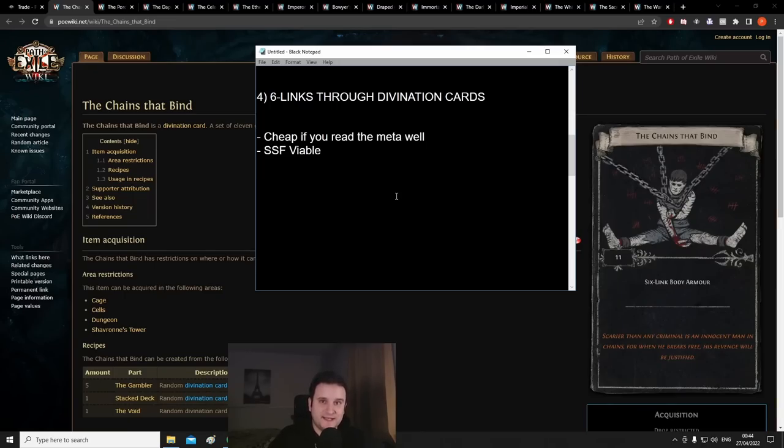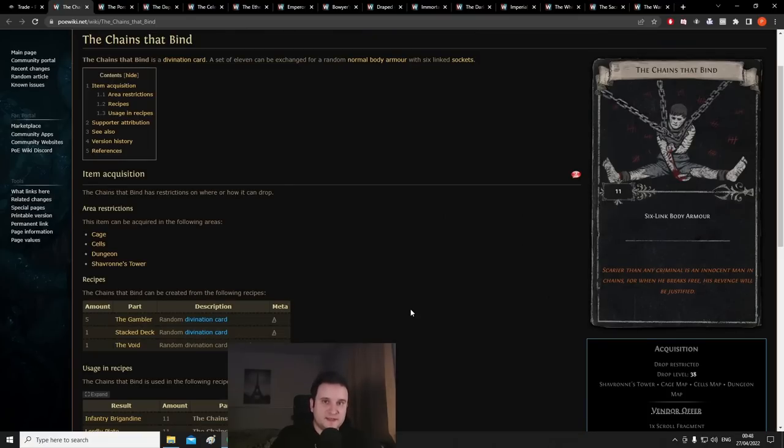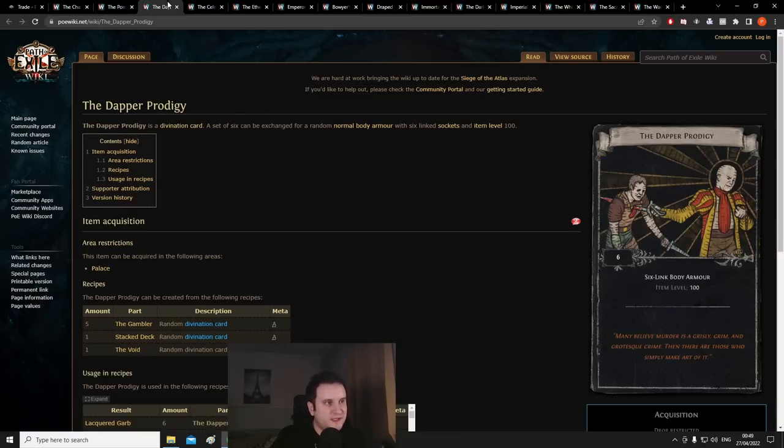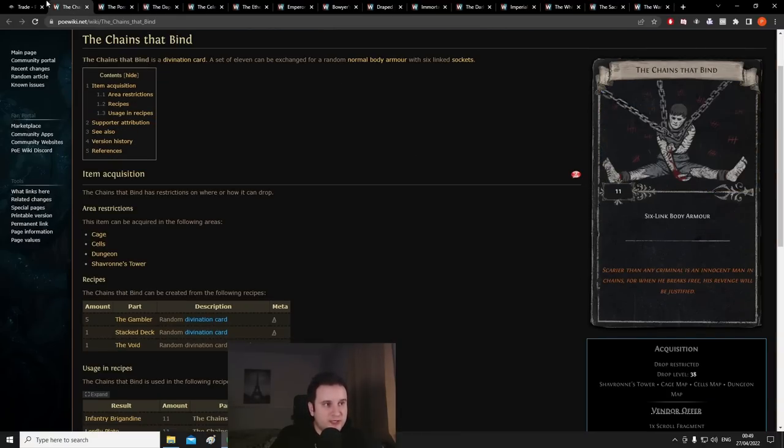Next up, 6 links through divination cards. This is something a lot of people actually do, but you might not know about all the options that you have, so let's go through some of them. Now, the most important thing about 6 links from divination cards is if it doesn't specify any item level, like for example Porcupine item level 50 or Dapper Prodigy item level 100, the maximum item level you can get is 80. And you also have to know that the level of the character that you hand the divination cards in with matters. So for example, if you hand it in at an earlier level than 80, you're not going to get a level 80.